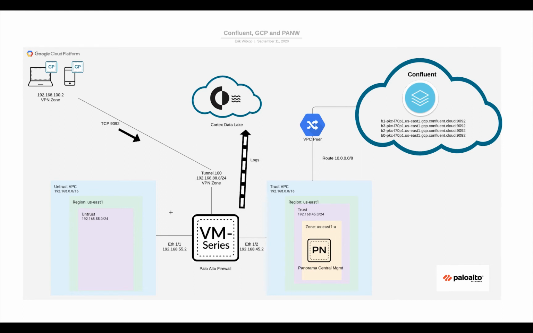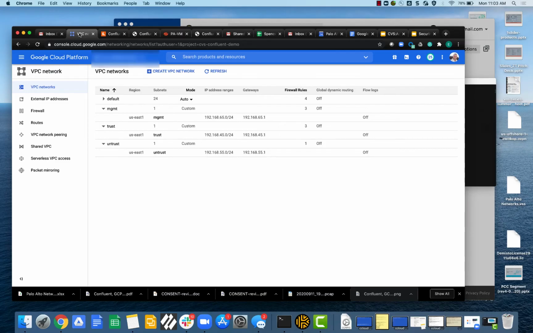Okay. Then of course I do have Panorama, and technically the logging would come from Panorama up to Cortex Data Lake. This is a very simple demo, so don't get too wrapped up. We're just proving out the technology today. That's why we're here. So here is my GCP environment.